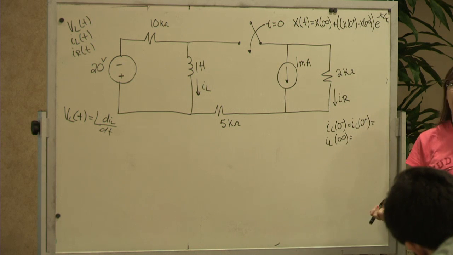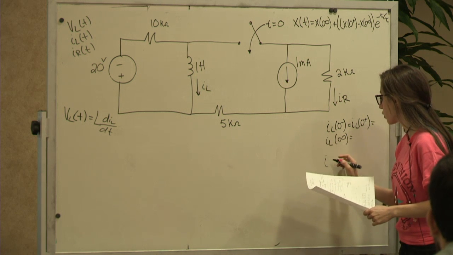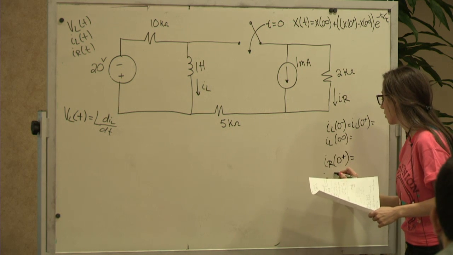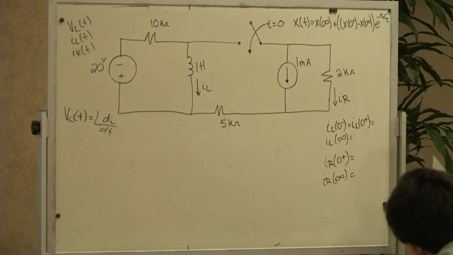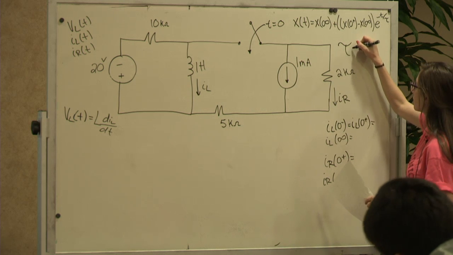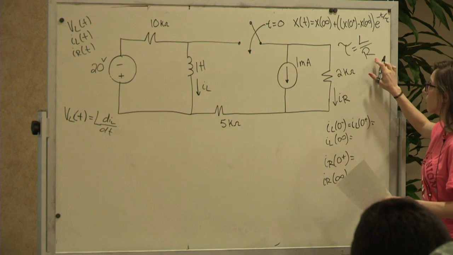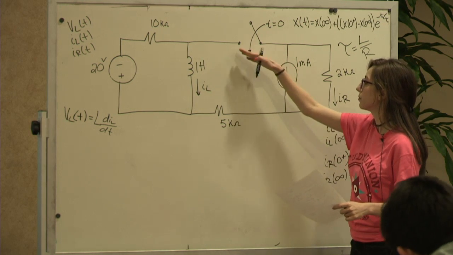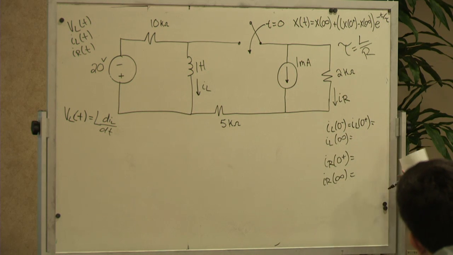What about IR? Do we want IR of 0 minus? Can IR of 0 minus change when it gets to IR of 0 plus? Yeah, so we don't want it. We just want to go straight to IR of 0 plus, and then IR of infinity, and we'll likewise plug these two in here. And tau, what's tau? L over R? And the R is based on after t is 0. So in this case, whatever's connected in parallel to the inductor. And we'll get to that. So now we can start the problem.